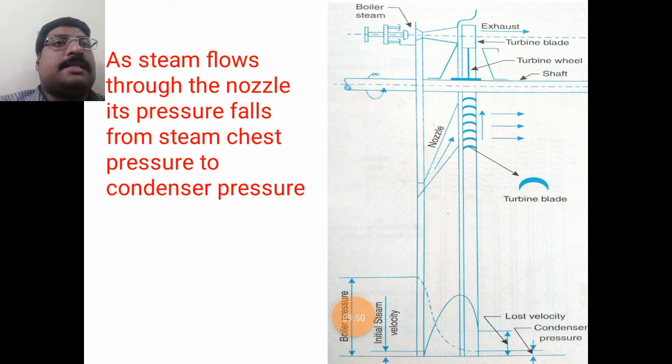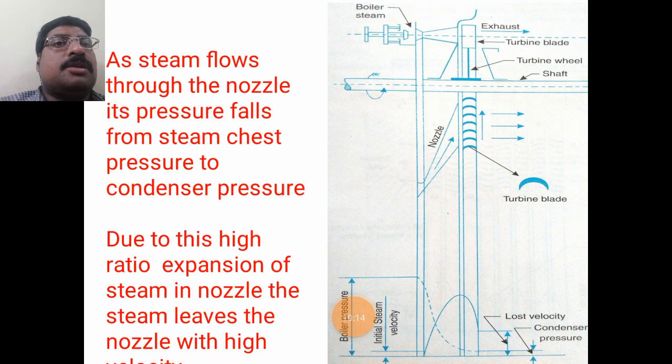Now, as steam flows through the nozzle, the pressure falls from chest pressure to the condenser pressure. Here the nozzles are arranged as shown in the figure. So whenever the steam flows through the nozzle, the pressure drop takes place initially, and kinetic energy increases. Okay. So due to the high ratio of expansion of steam in the nozzle, the steam leaves the nozzle with high velocity.